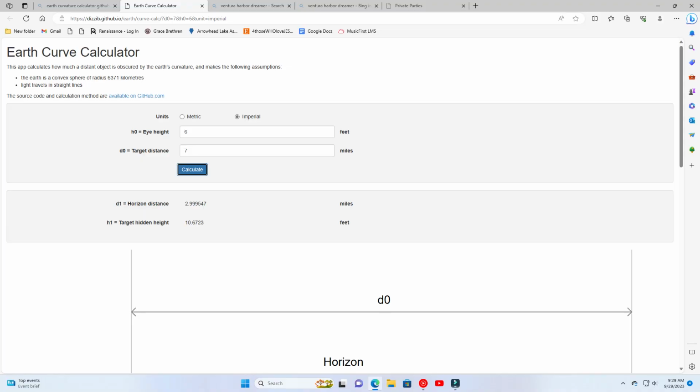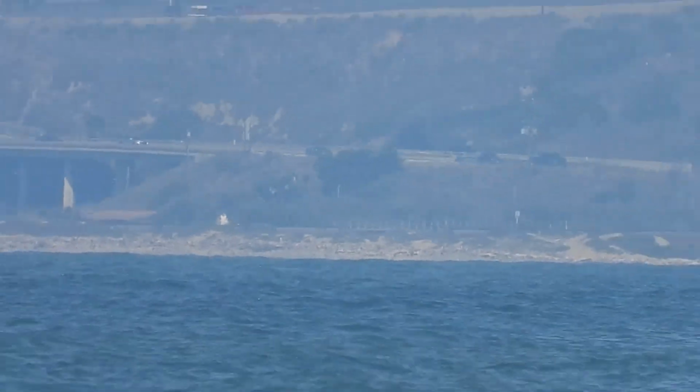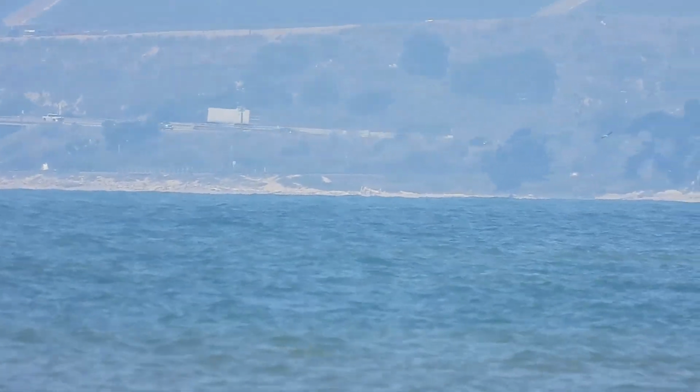This is the alleged Earth curvature from a 6-foot observer height, 7 miles. The horizon should be 3 miles away, and there should be 10.67 feet of curvature drop, meaning that this entire shoreline should be hidden beneath the horizon at 3 miles.